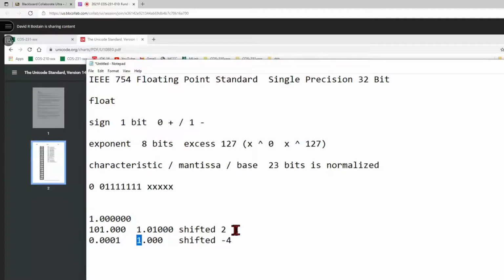Now, when I say we shifted it by 2, the exponent we're going to really encode is going to be 129. The exponent we're going to encode here, 4 less than 127, is 123. Of course, this guy is already normalized. The number when we're done looks like that. We're going to shift it 0 positions. So the number we code for an exponent will be 127.